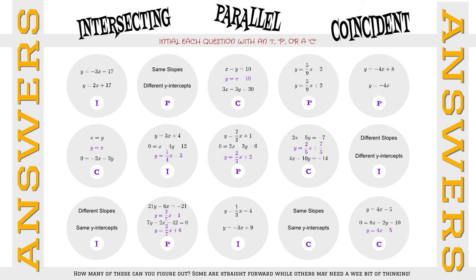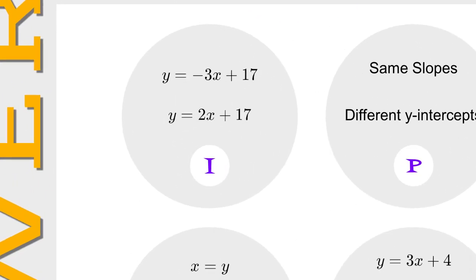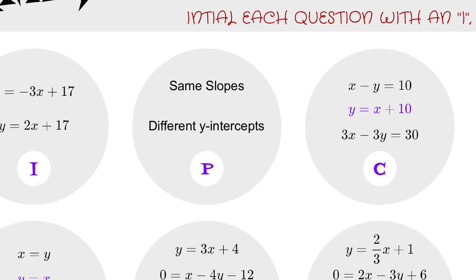And now here's my solution page. So for each one of these circles, if I needed to, I made some further alterations to the equation. In the first example, the slopes are different. Even though the y-intercepts are the same, that would be intersecting. For the second example, same slopes, different y-intercepts, that would be parallel.